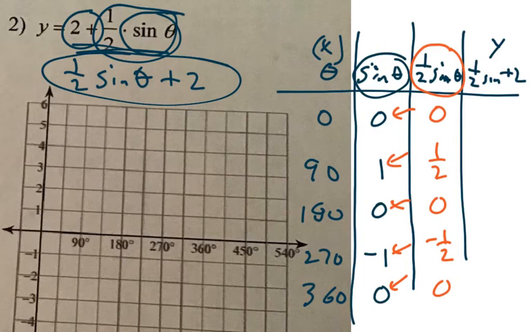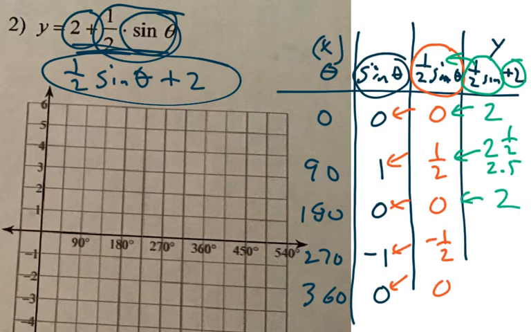Now we're going to finally get to y. We're going to take 1/2 sine theta, which we have here, and add 2 to it. So when I add 2 to 0, I get 2. Add 2 to 1/2, I get 2.5. Add 2 to 0, I get 2. Add 2 to -1/2, I get 1 1/2, or 1.5. And finally, when I add 2 to 0, I get 2.